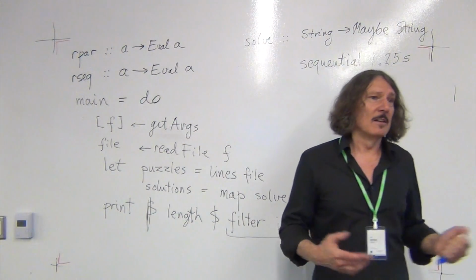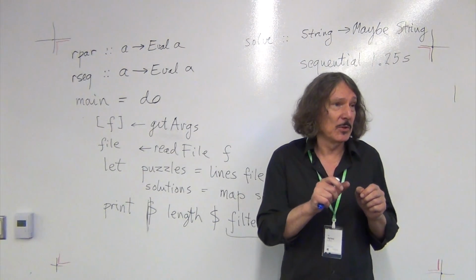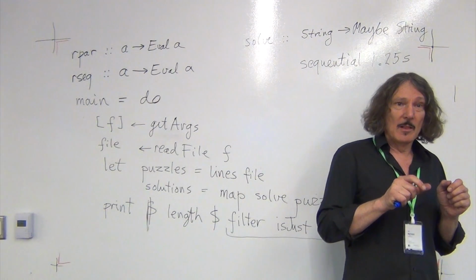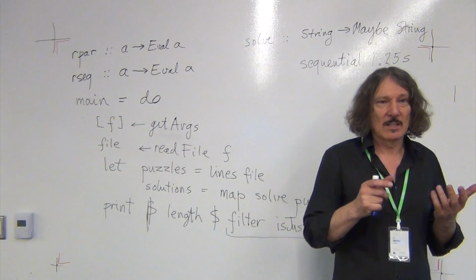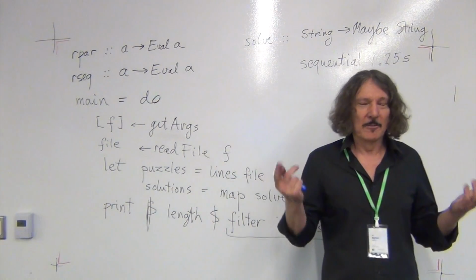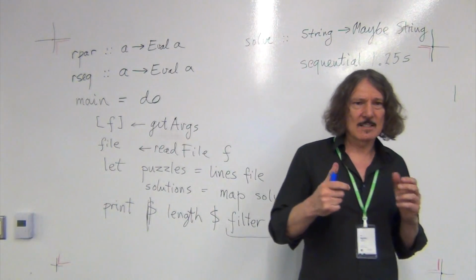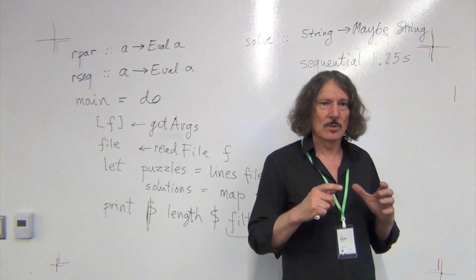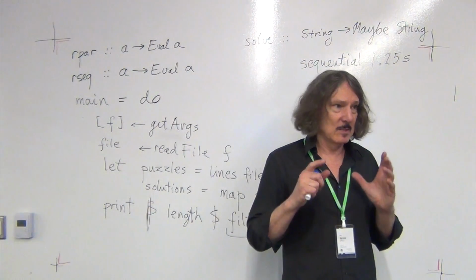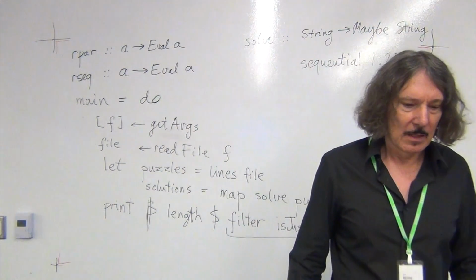And of course, the more sparks you have, the smaller these sparks are. So at some point, you hit this granularity problem when your sparks just contain a few instructions, and the overhead of sparking actually overtakes any benefit. But in this case, the spark would be the solution of a single puzzle. It's big enough, right? It's not too small.